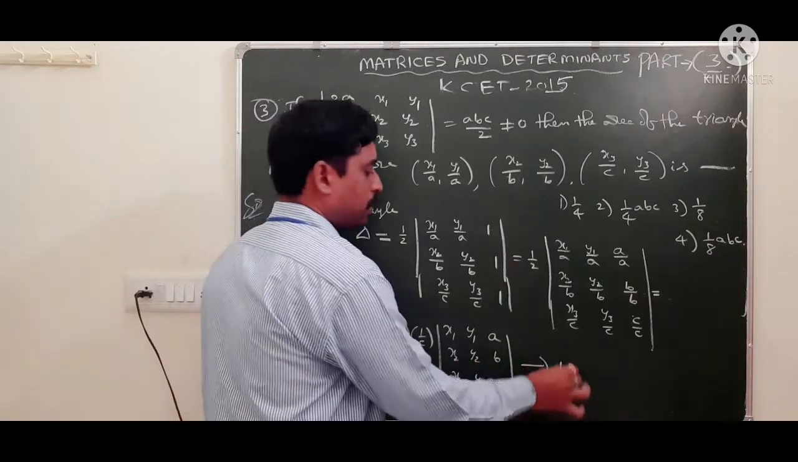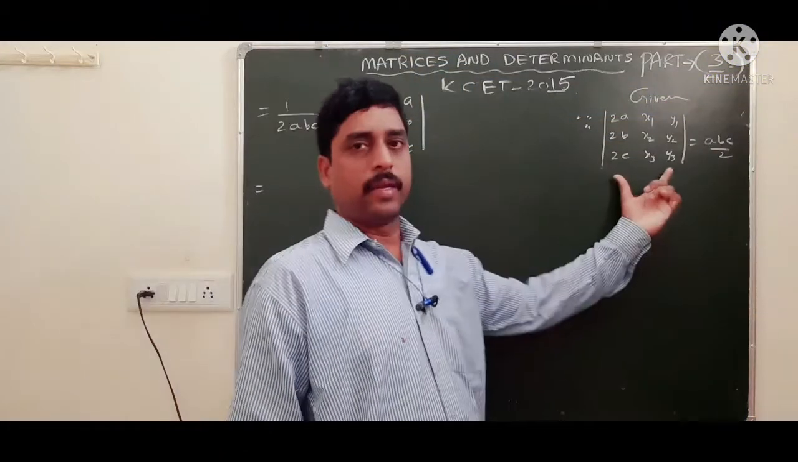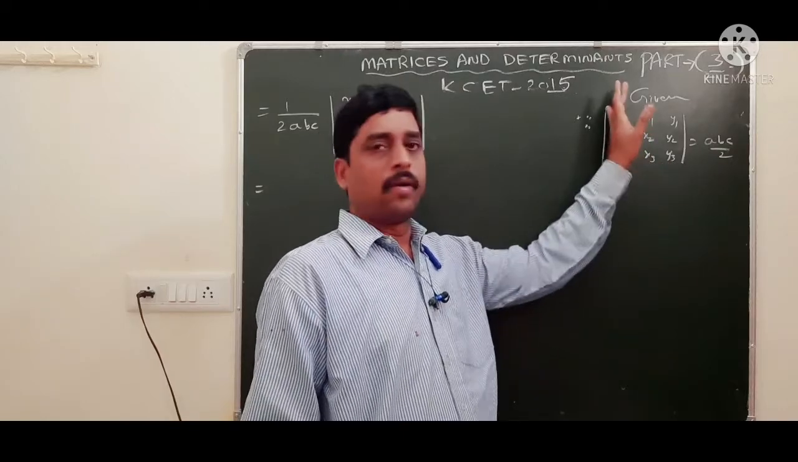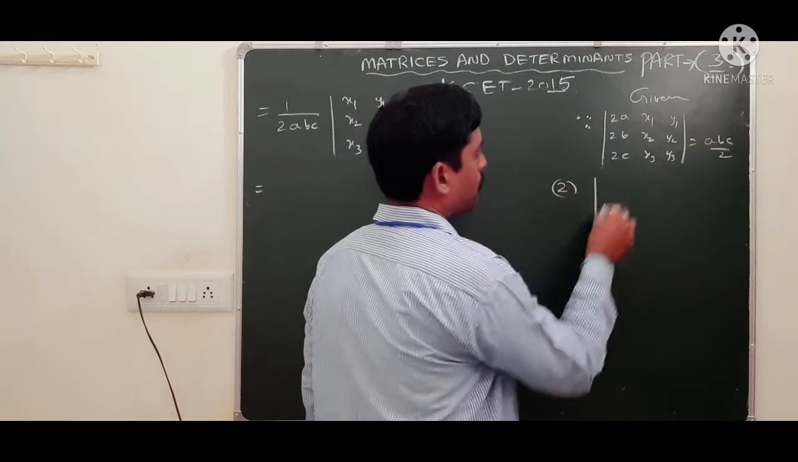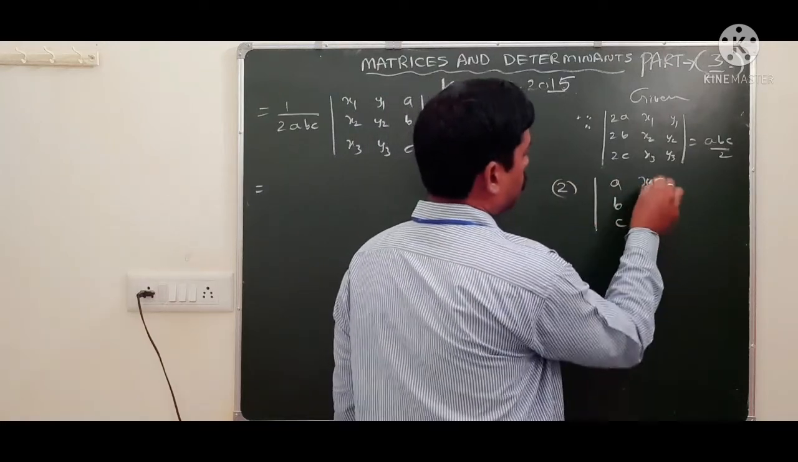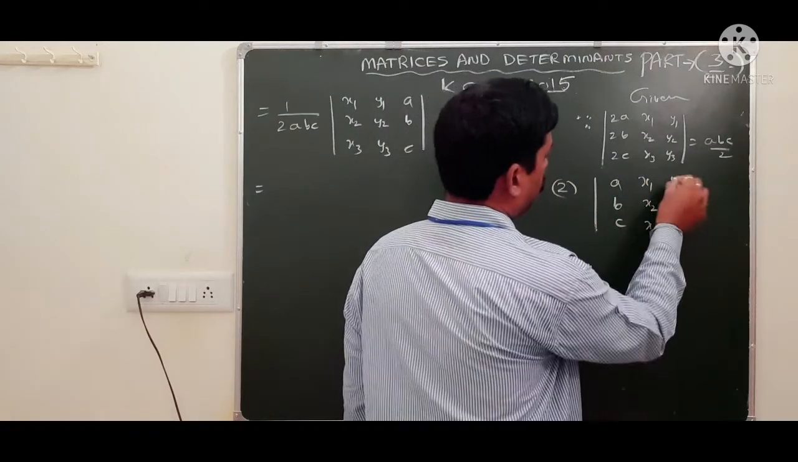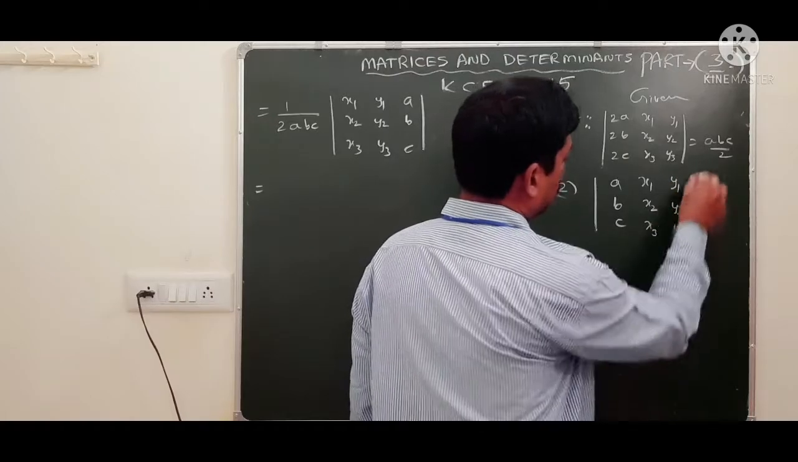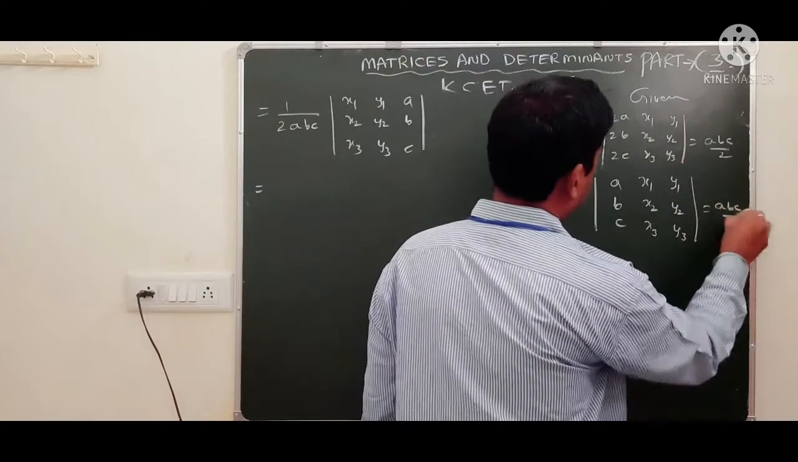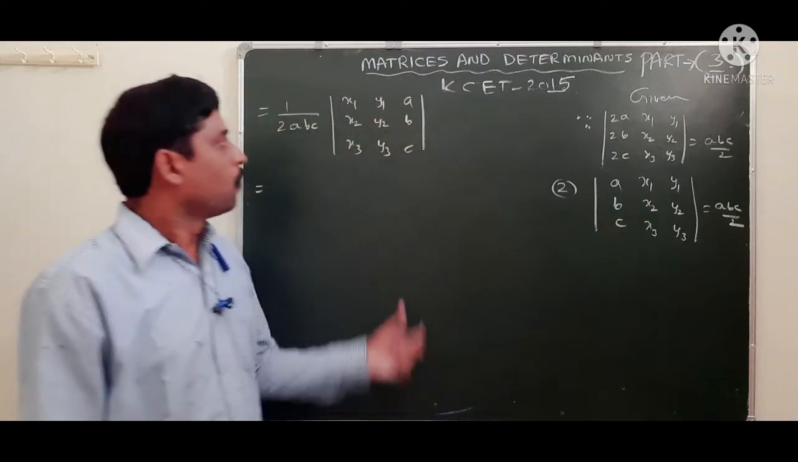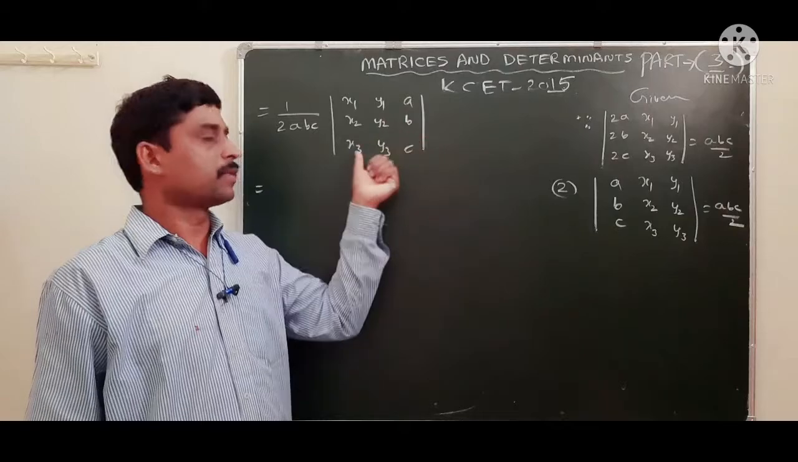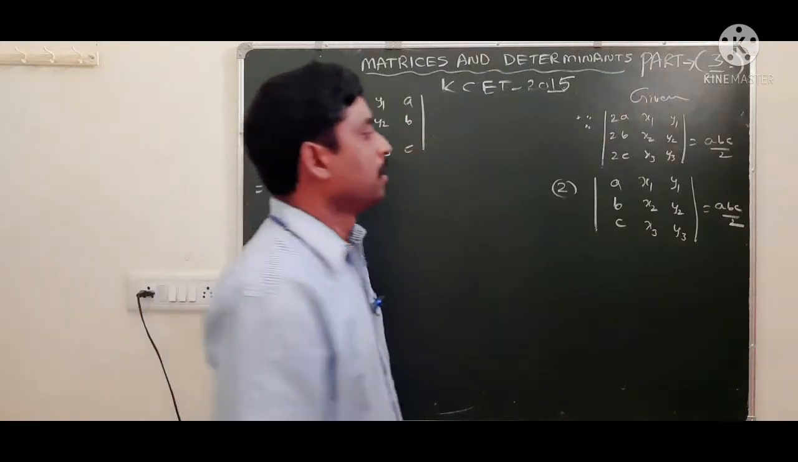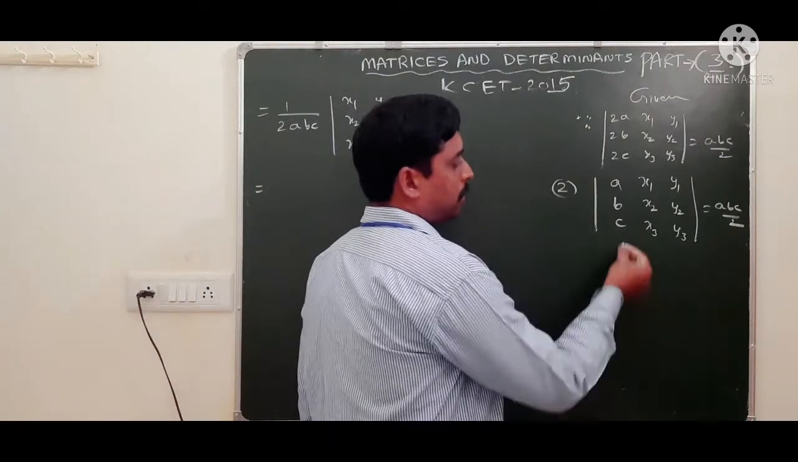Let us take equation 1. Okay, this is the given condition. In this given condition, in first column 2 take out common: 2 times determinant of a, b, c, x1, x2, x3, y1, y2, y3. This will be abc by 2. Okay. What is required? Determinant of x1, y1, a, x2, y2, b, x3, y3, c. So let us observe this determinant.